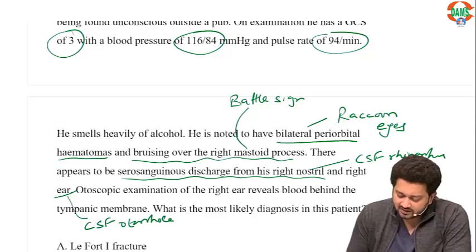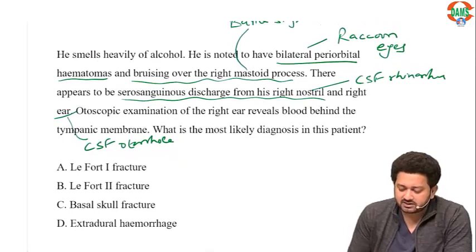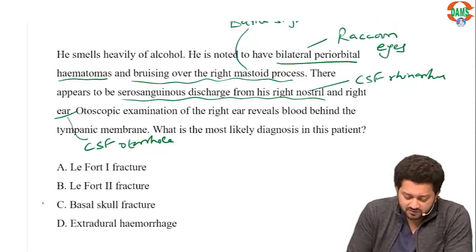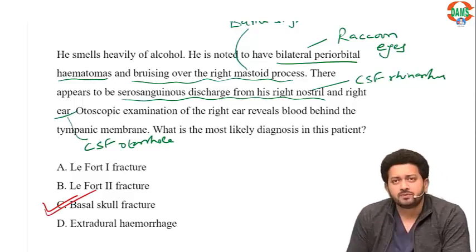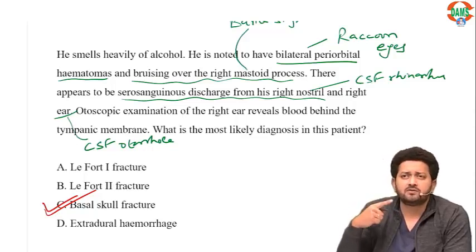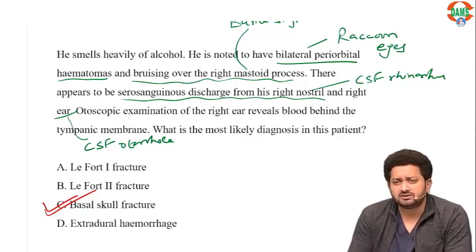What is the most likely diagnosis in this patient? All these features, Battle sign, raccoon eyes, CSF rhinorrhea, CSF otorrhea, everything is going in favor of basal skull fracture. Le Fort 1, the fracture occurs just above the alveolus and the hard palate. Le Fort 2 is the pyramidal fracture involving the maxilla and the orbital floor and root of nose. Extradural hemorrhage may or may not have these features. So this is classical basal skull fracture.